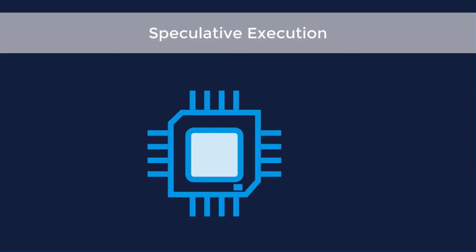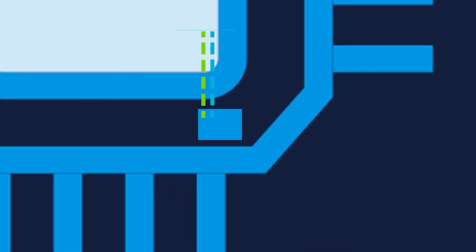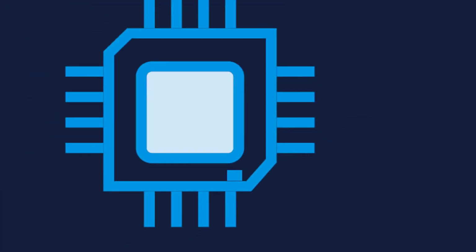When the CPU realizes the last program should not have been given access to that data, it abandons the operation and throws the data into CPU cache. The hacker then retrieves cache data the same way explained before.